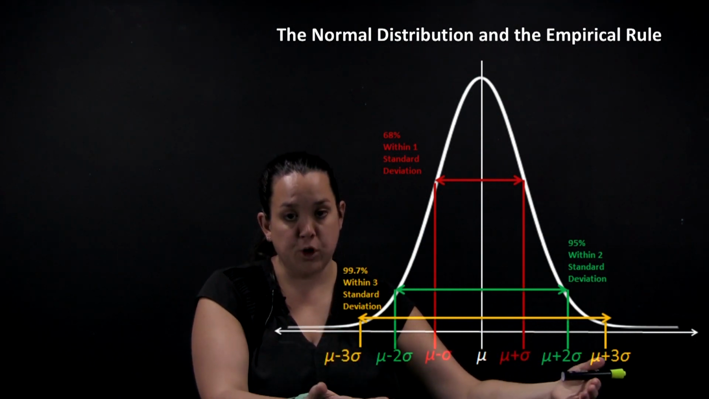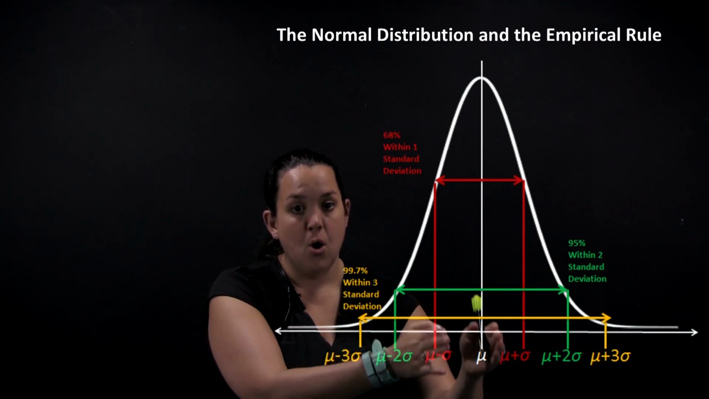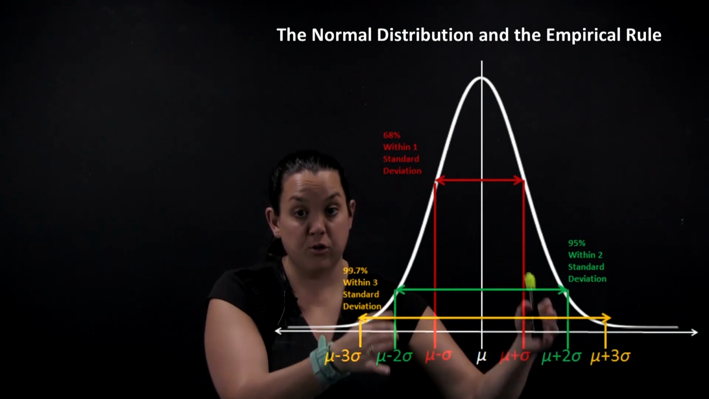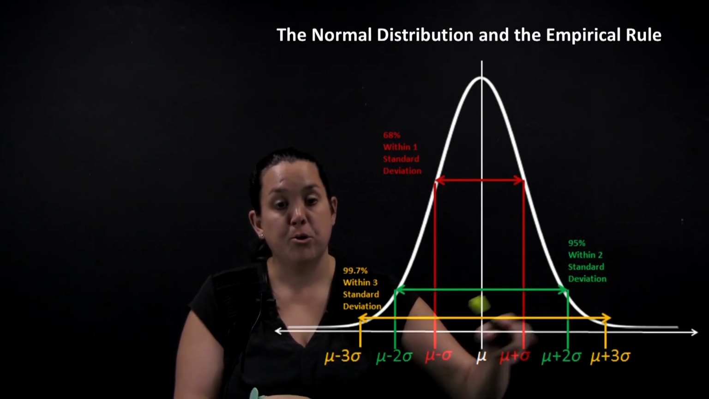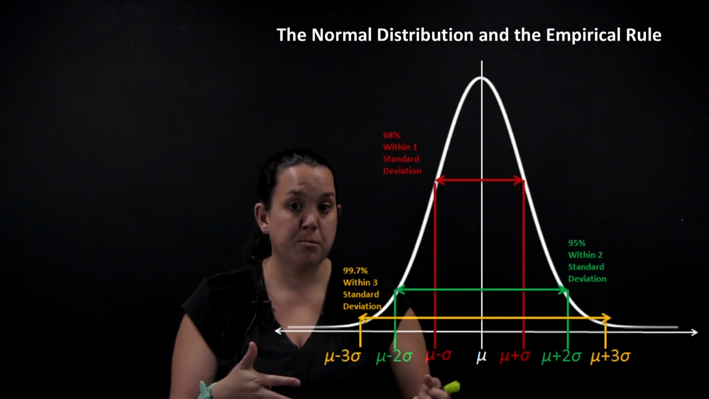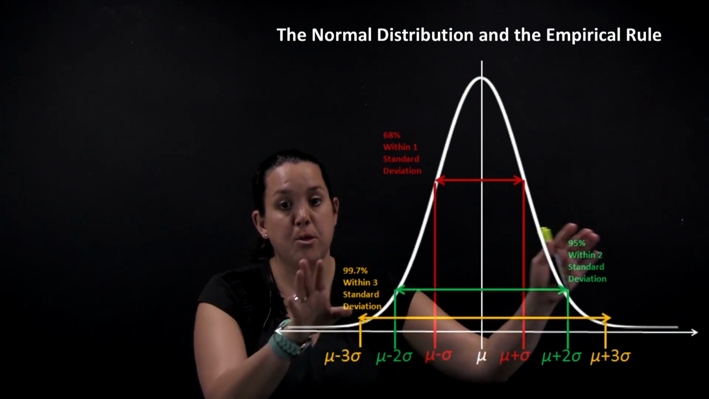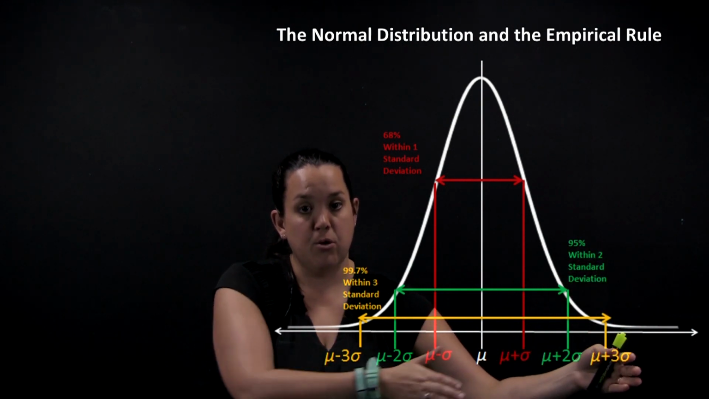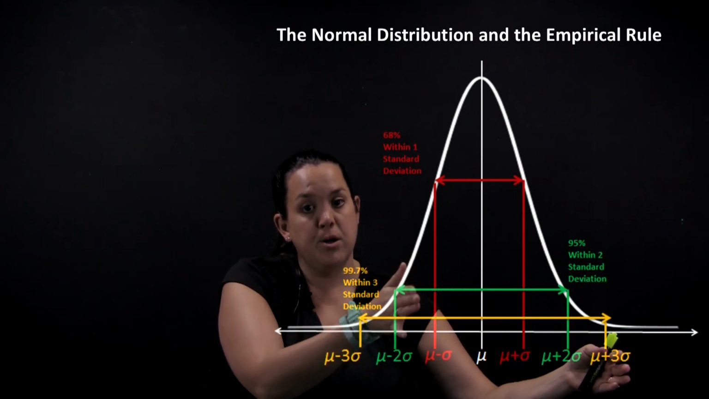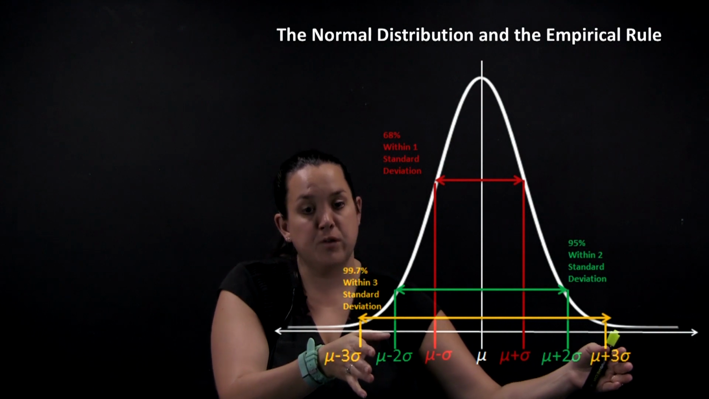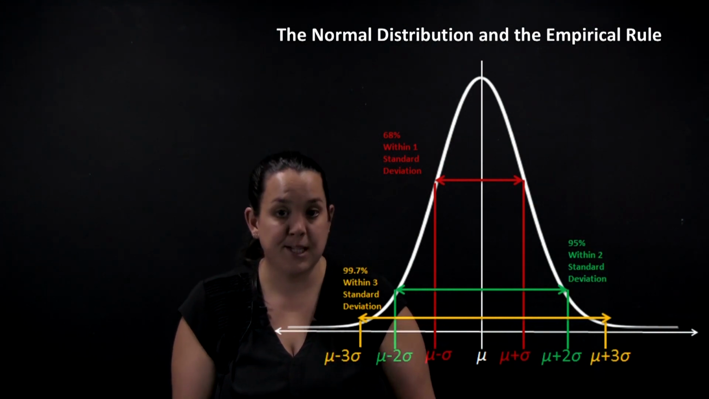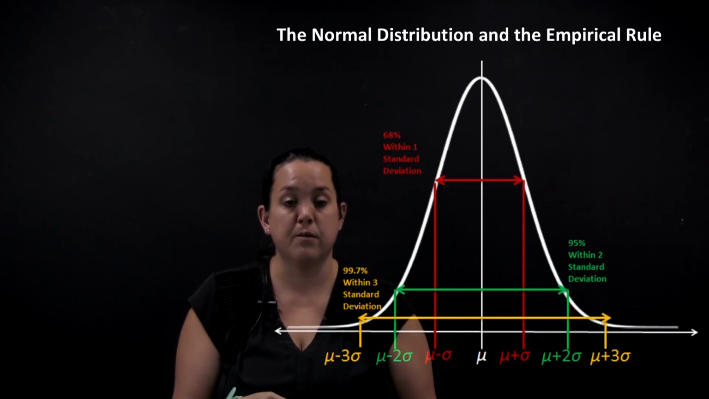If you add and subtract 2 standard deviations, so 1 and then 1 more standard deviation out to 2, it will put you to 95% of the population, and then going out 3 standard deviations, so adding 1, 2, and then 3, or subtracting 1, 2, and then 3 standard deviations from the mean, you'll contain almost the whole curve, which is 99.7% of the population.